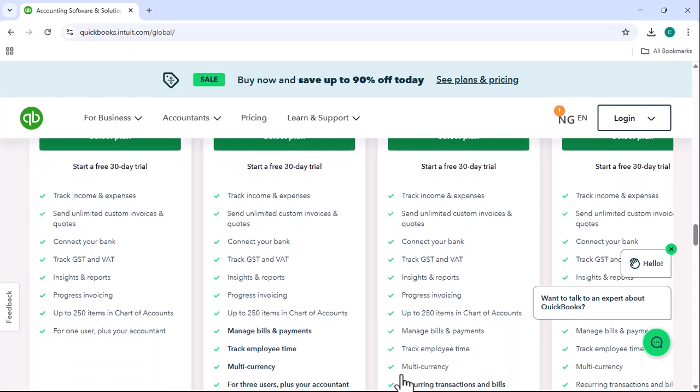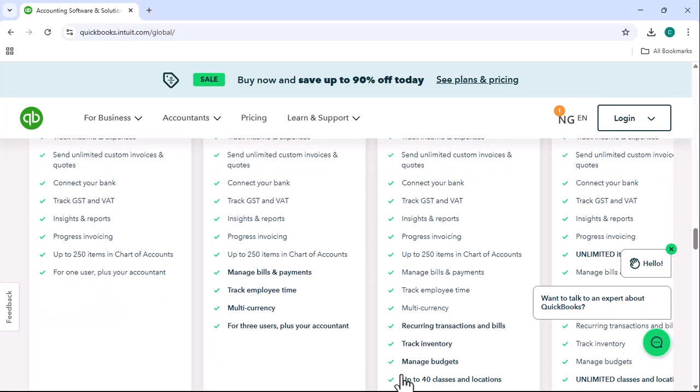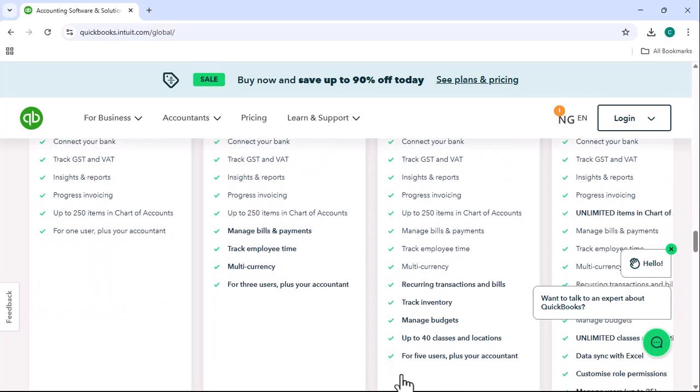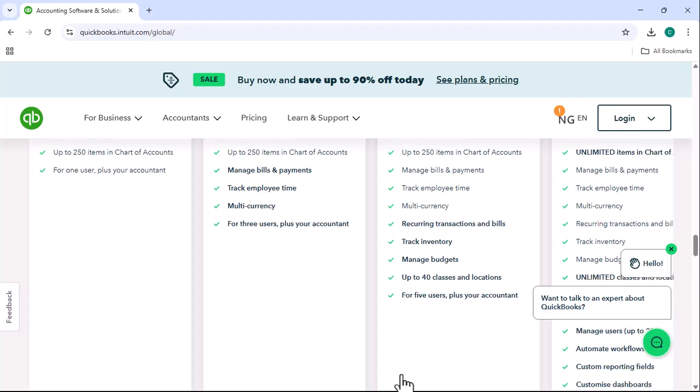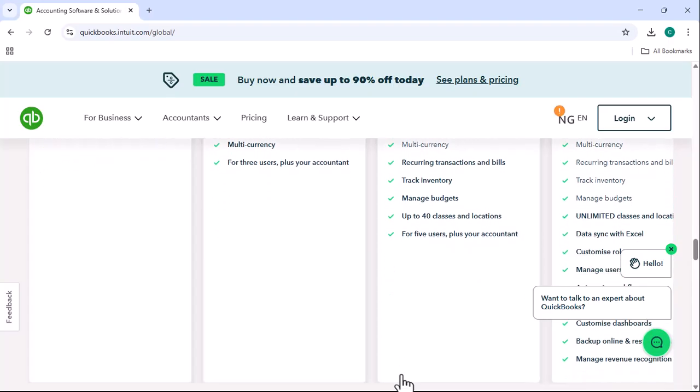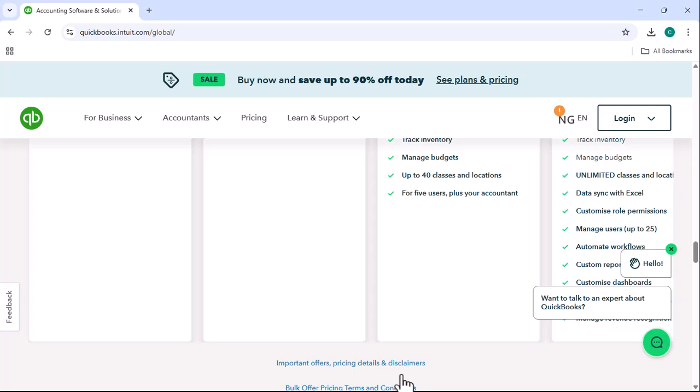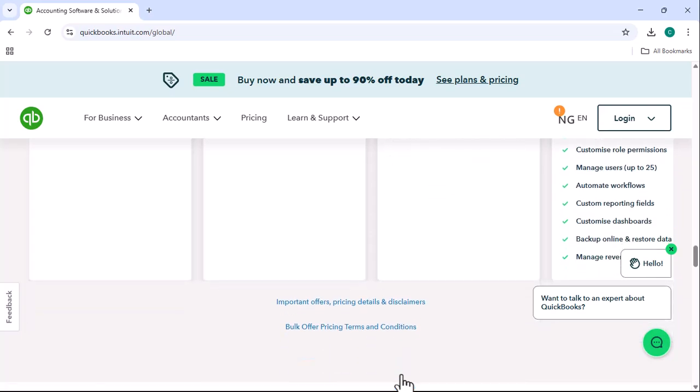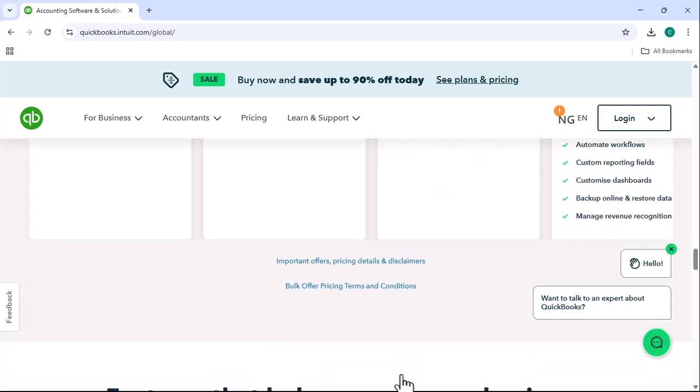Using QuickBooks to manage inventory isn't just about counting boxes. It's about leveraging its automation and reporting to optimize your cash flow and keep your customers happy. It saves time, prevents errors, and gives you a clear financial picture of your products.